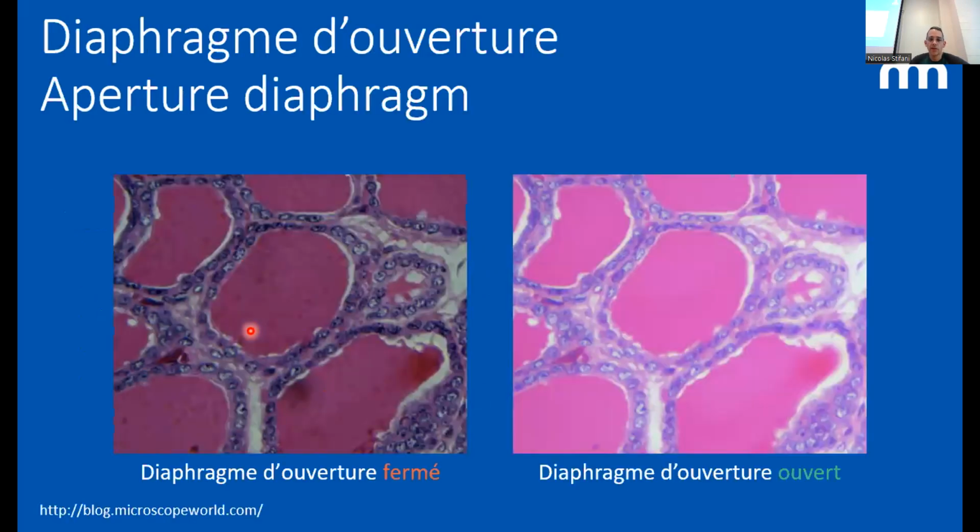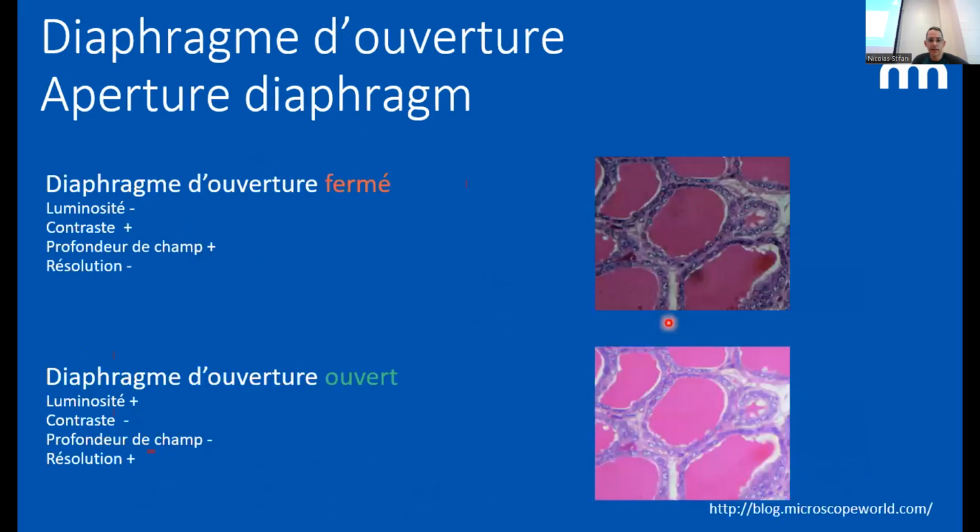This is an example of the same sample, one with the aperture diaphragm closed and one with the aperture diaphragm open. You can clearly change the result of what you are looking at just by closing and opening this diaphragm. I said that it affects resolution, depth of field, brightness, and contrast. If you close it, you have more contrast, but less light. You have a higher depth of field, but less resolution. So this is a compromise that you have to find when you close the diaphragm. If you open it, you have just the opposite result, and this is the image.